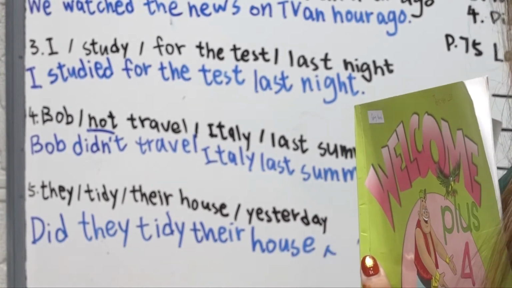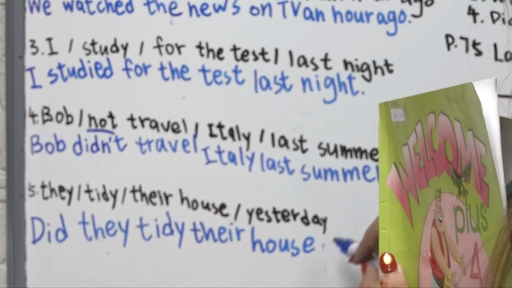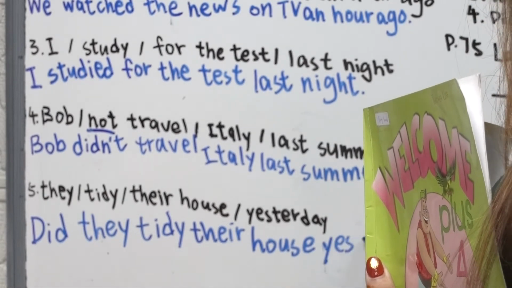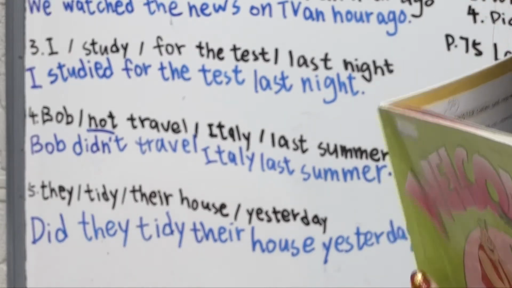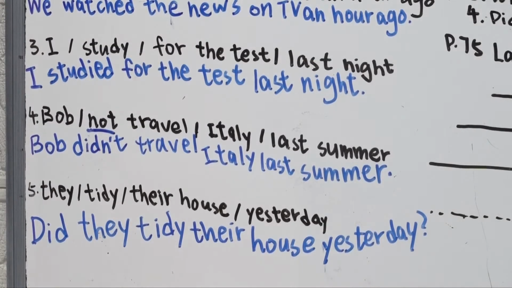Let me add it here. Yesterday. Did they tidy their house yesterday? A normal sentence is subject, verb, object. But in a question, we put did first, and then the subject, and then the verb, and then the object. If you remember, we have learned that. Great. So we are done with this part.